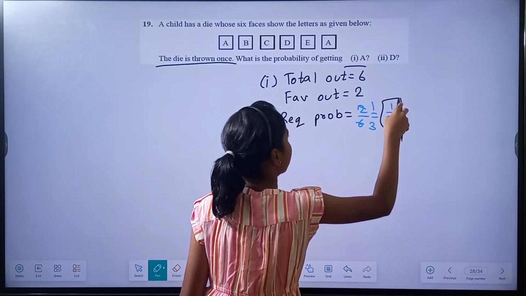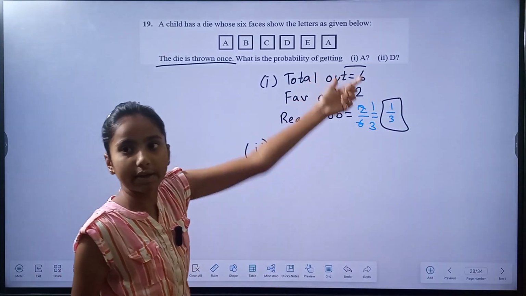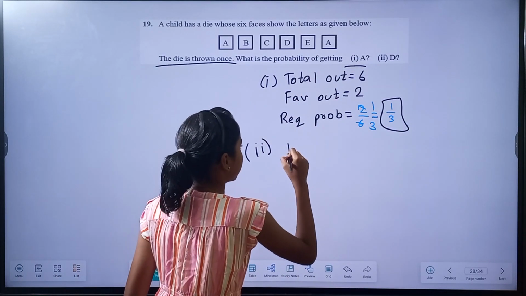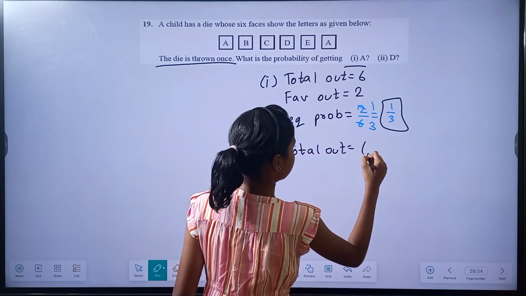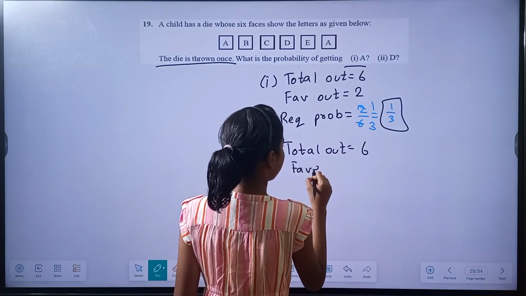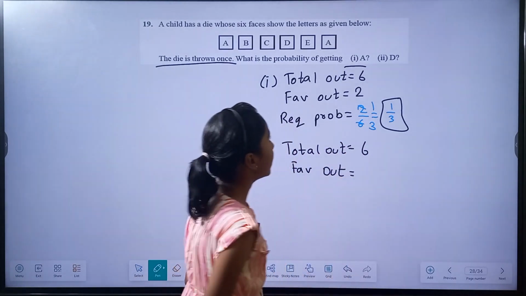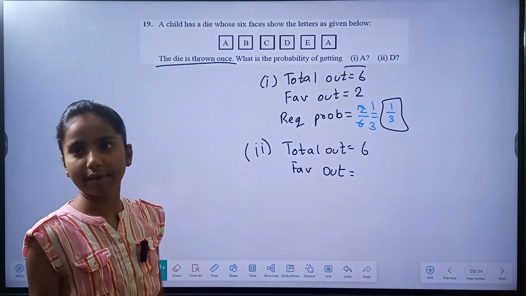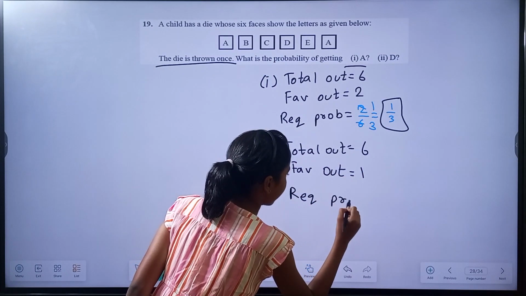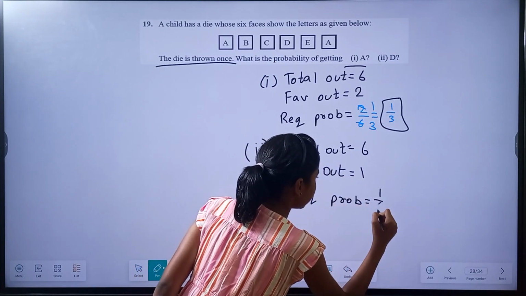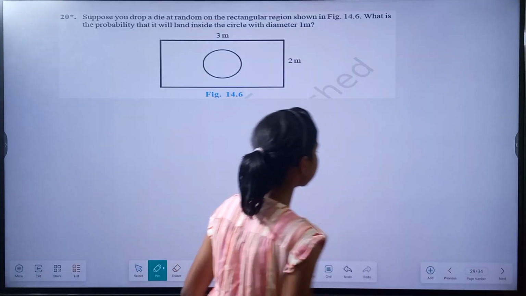Okay. And the second part is to get a D. So which means total outcomes again, we have 6. Favorable outcomes is to get a D. We have only 1 D, so 1 way. Required probability is equal to 1 by 6.